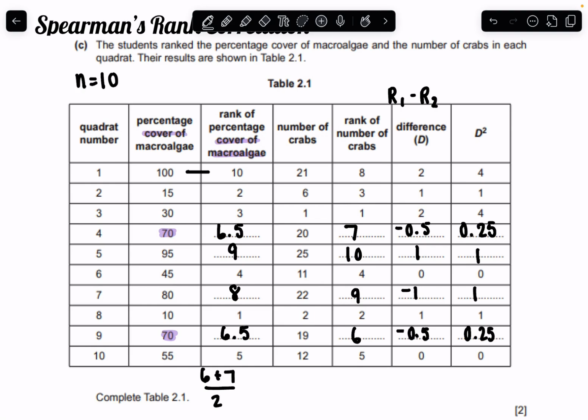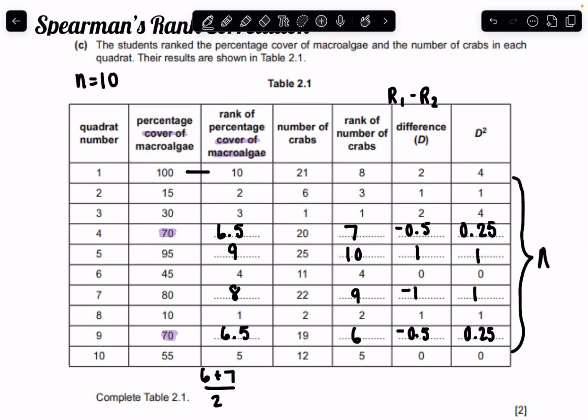So that's how you fill in the table if you are given two numbers that are the same percentage that you need to rank. Now, this is only if you need to figure it out. If Cambridge gives you the answers, don't worry about it. There's nothing you need to correct, only if you have blanks that you need to fill in.